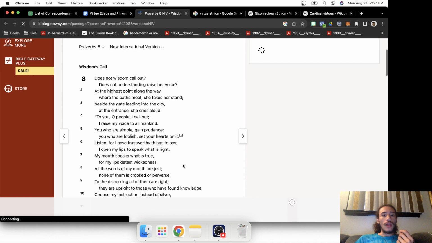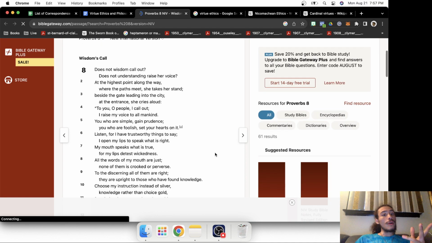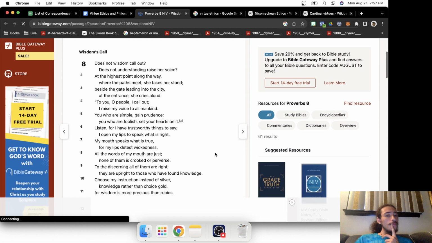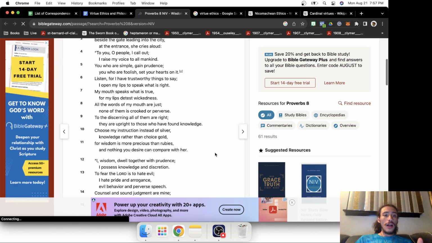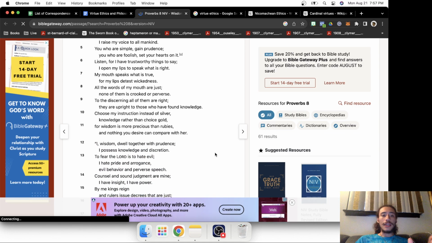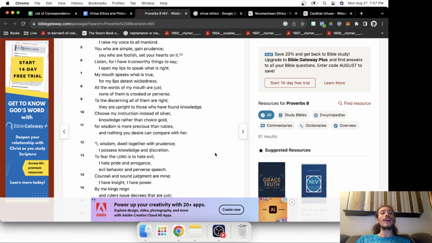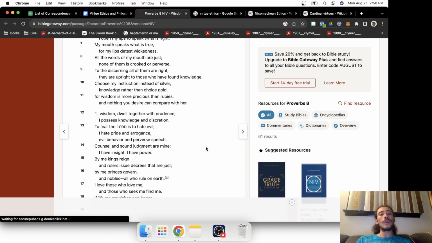Does not wisdom call out? Does not understanding raise her voice? At the highest point along the way, where the paths meet, she takes her stand. Beside the gate leading into the city, at the entrance, she cries aloud, "To you, O people, I call out. I raise my voice to all mankind. You who are simple, gain prudence. You who are foolish, set your hearts on it. Listen, for I have trustworthy things to say. I open my lips to speak what is right. My mouth speaks what is true, for my lips detest wickedness.